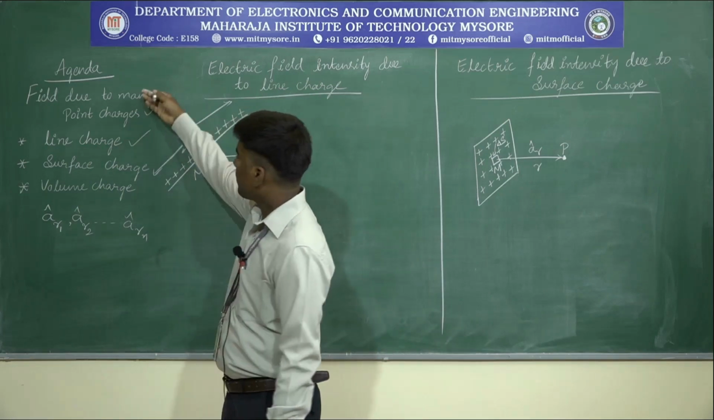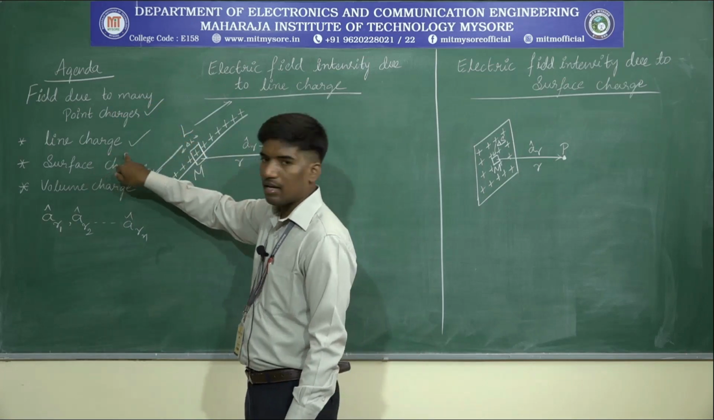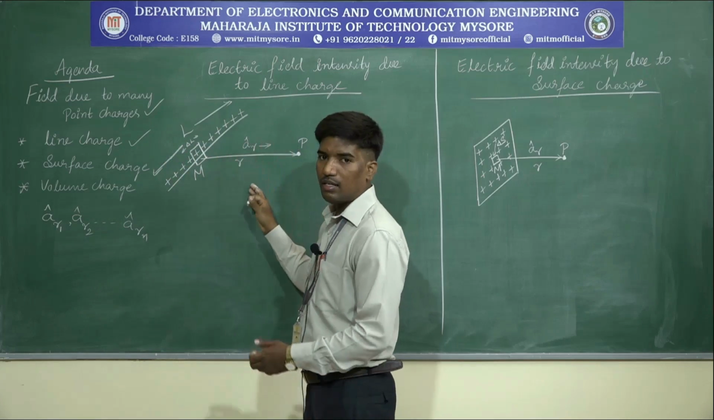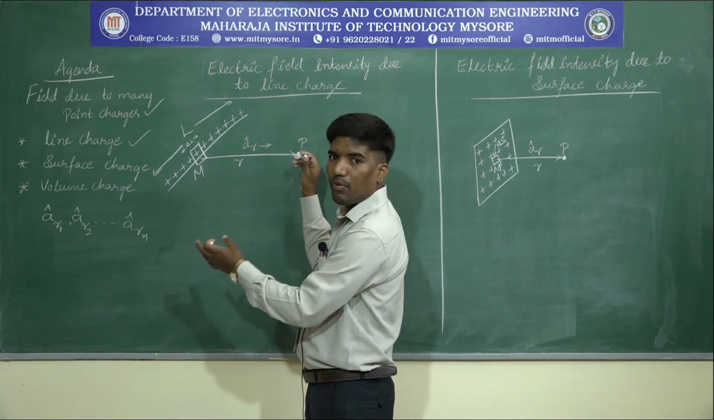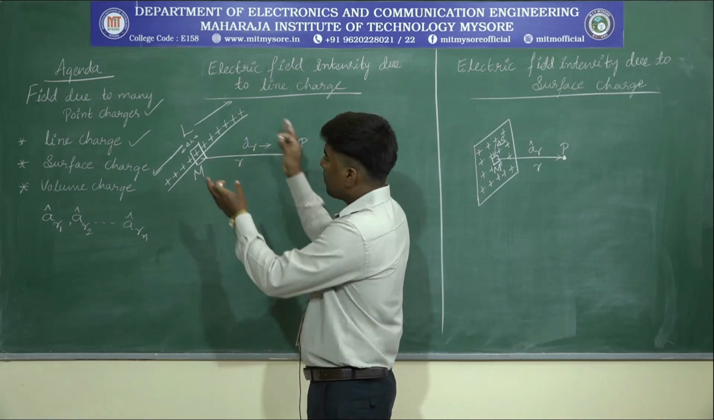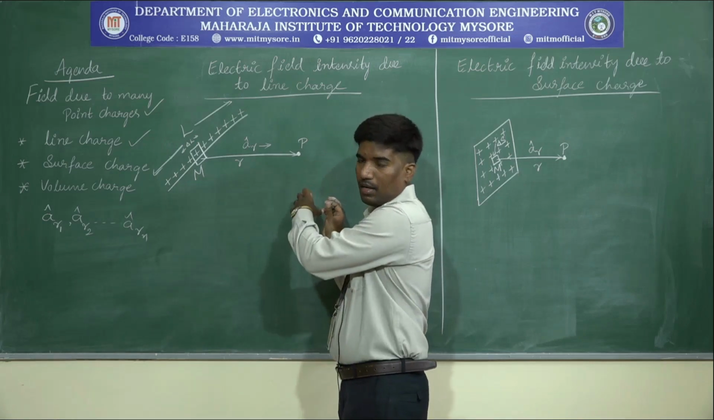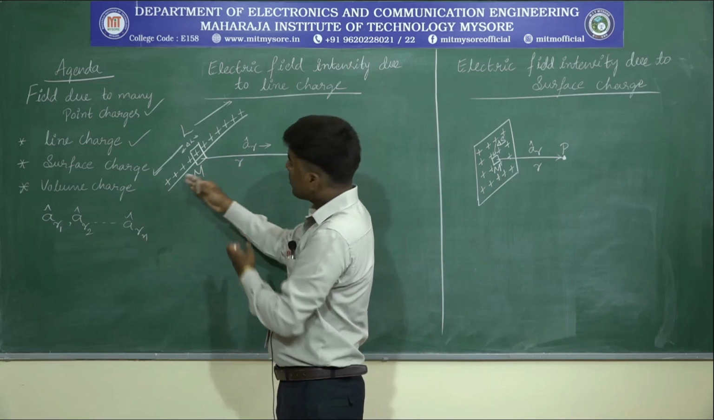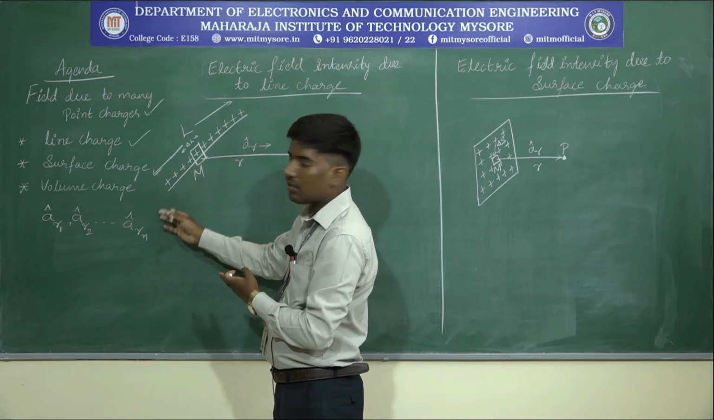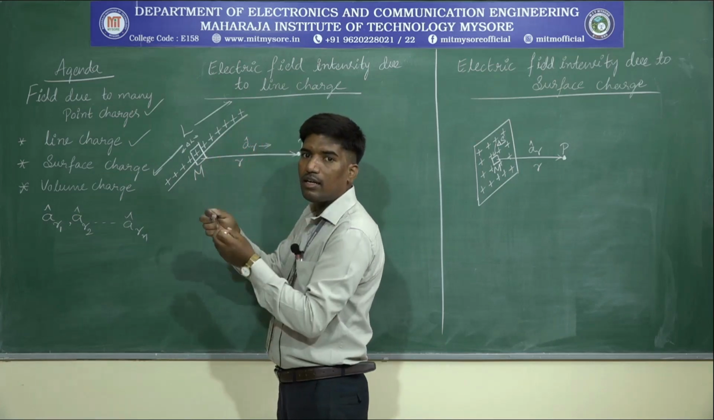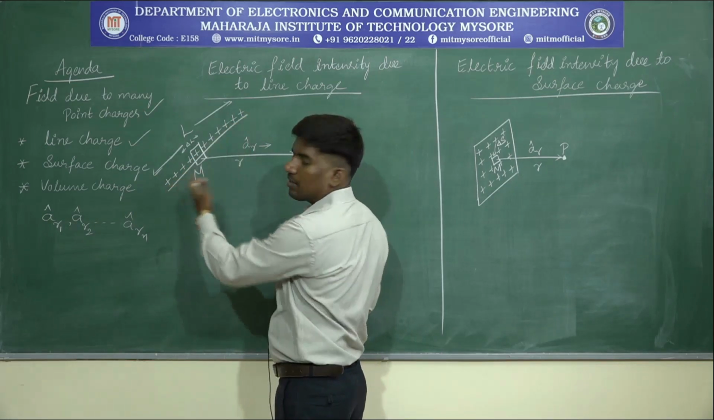With the understanding of the previous one, field due to many point charges, let us move on to field due to a line charge. In the previous case, what we have seen is that inside a finite area, an infinite number of point charges are distributed, and by using all those point charges, we identified the electric field intensity at a given point P. But here the scenario is different. Electric charges are distributed in a linear fashion on a charged wire. Let us consider a charged wire where the electric charges are arranged in this linear fashion.